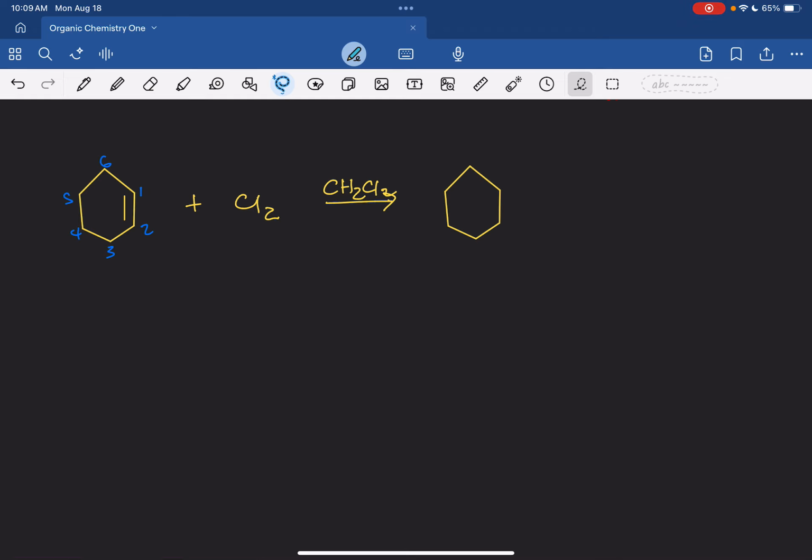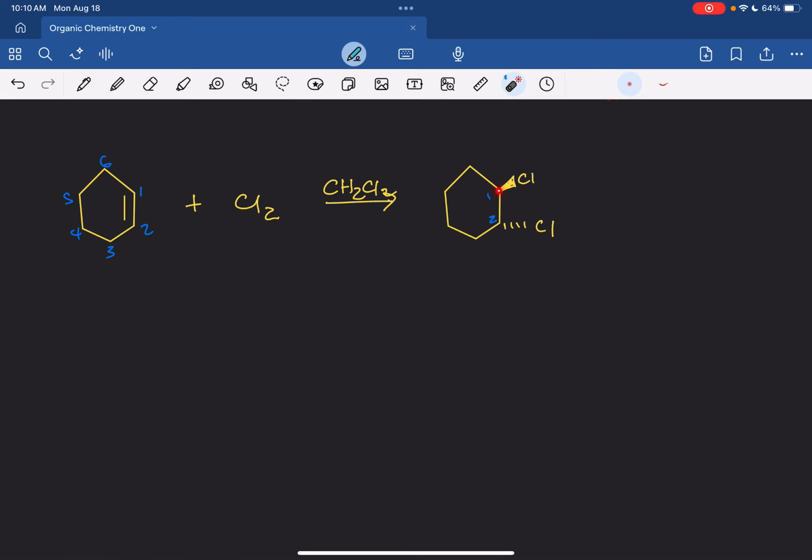Then remember our Cls will add to opposite sides. So I need to show one Cl above the ring and one below the ring. Remember, to show above the ring, you draw your solid wedge. To show below, it's the dashed lines. Remember, notice my focus is only on carbon 1 and 2, every other carbon stays the same. Remember from our chair conformations, each carbon, and of course the hydrogens are not shown.